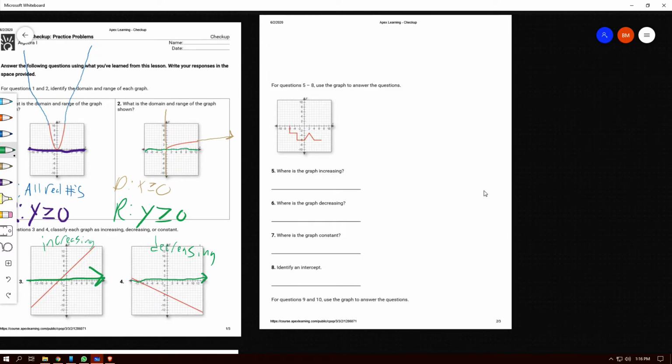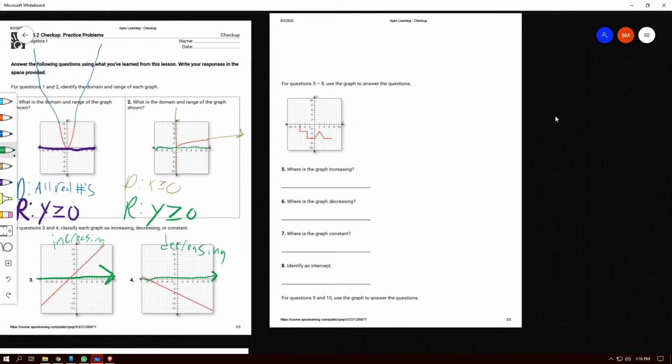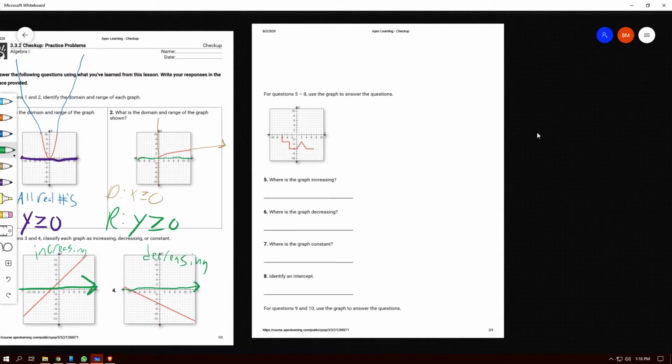All right. Let's go to the next. Questions 5 through 8, use the graph to answer the questions. So we have this little graph here. Where is this graph increasing? Increasing means it's going up from left to right. Where are we going up from left to right? Well, here, this would be considered going up.